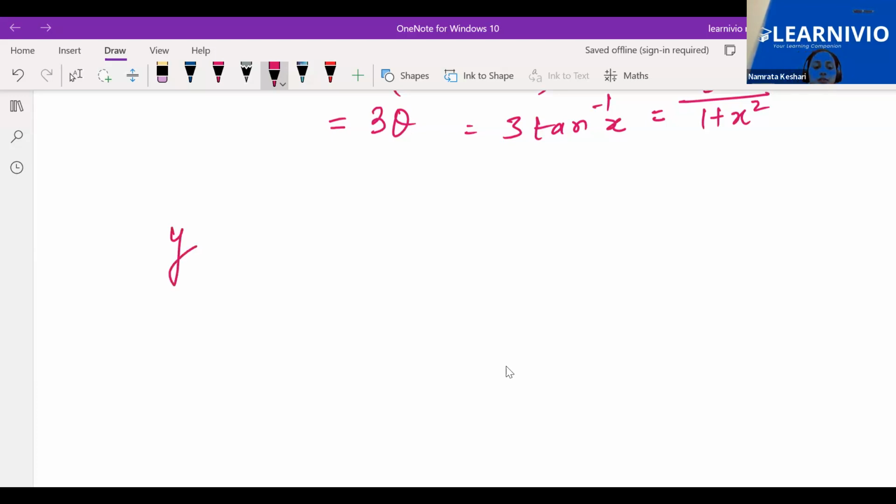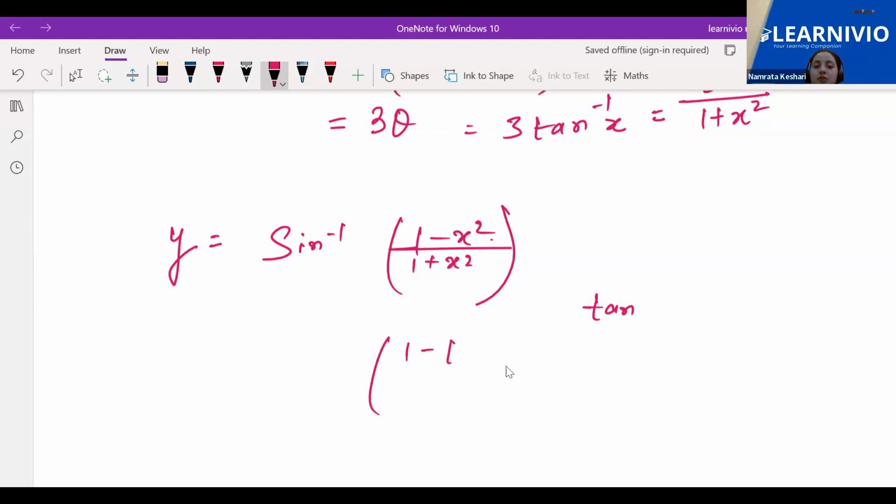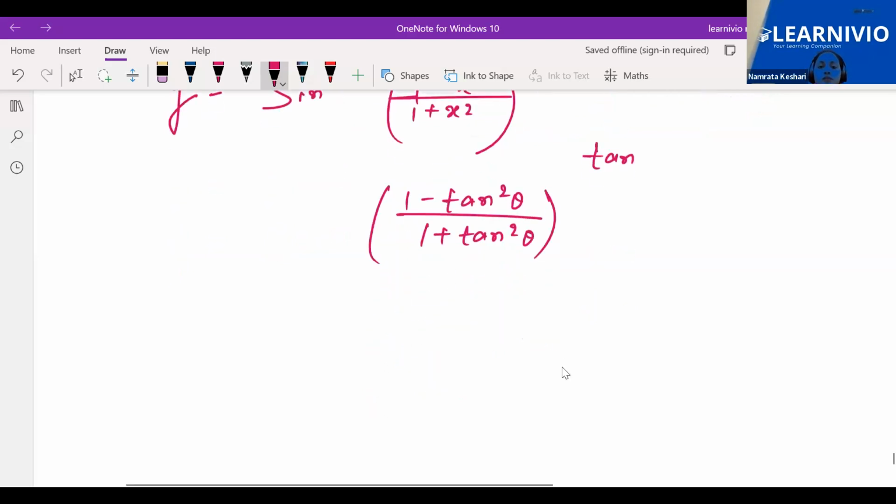Suppose we have y is equal to sine inverse of 1 minus x square over 1 plus x square. What to take as a substitution, Annapurna? Tan theta. Still we'll be taking tan theta. So 1 minus tan square theta by 1 plus tan square theta is what? Cos 2 theta. But here we have sine inverse.